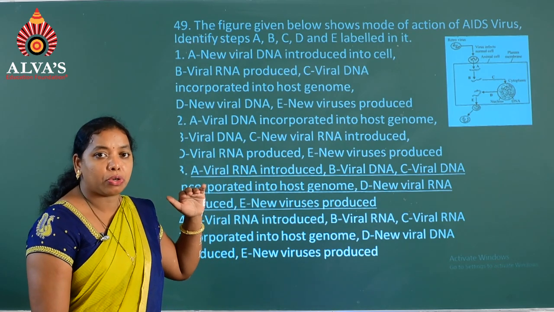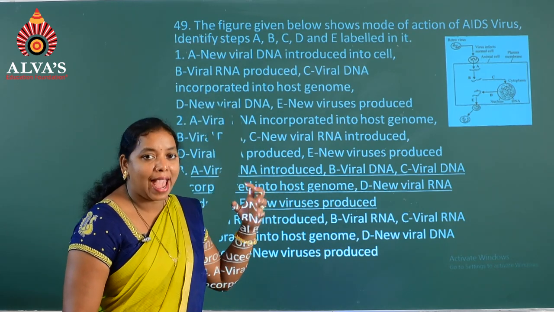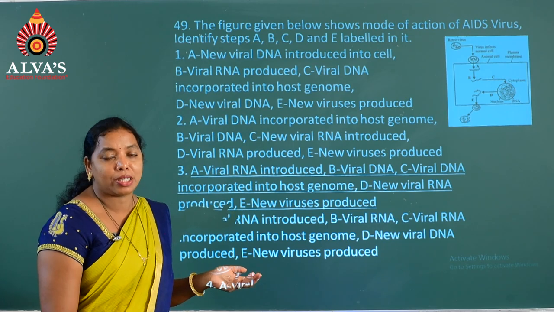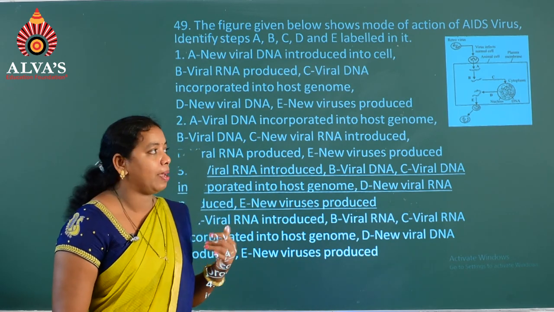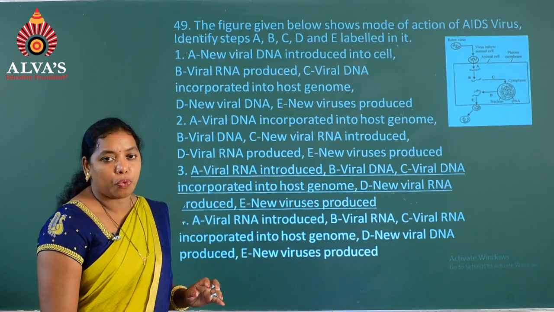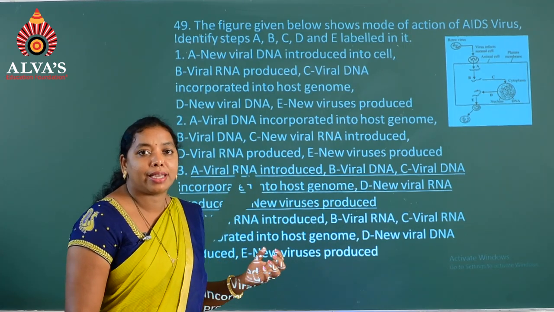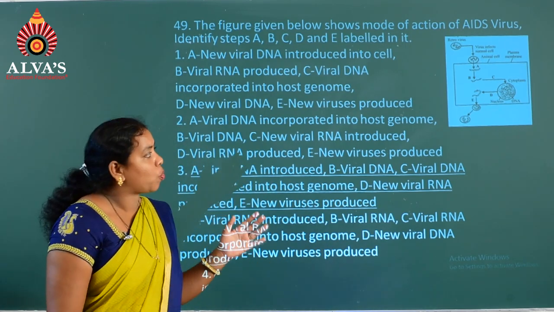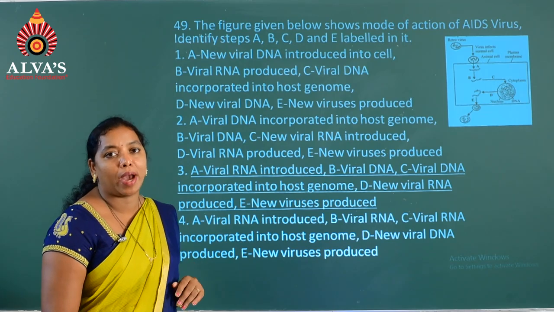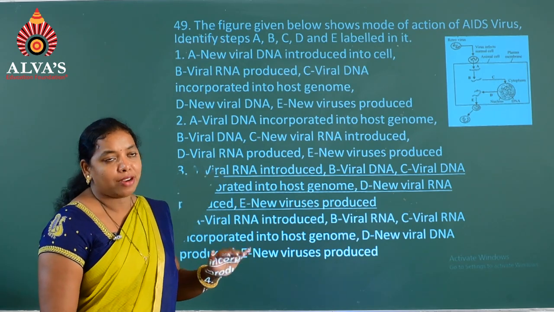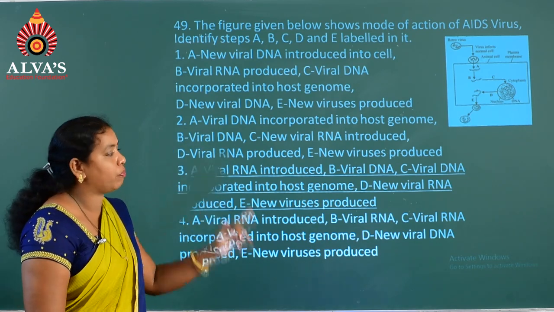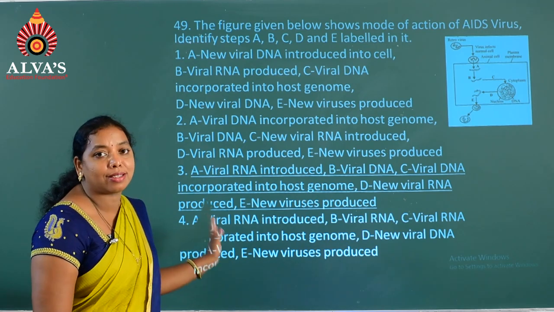When it is introduced into the host nucleus, the host nucleus accepts the viral DNA, and transcription takes place, that is production of RNA from DNA. The RNAs produced by the host nucleus are viral RNA. These viral RNA acquire a new protein coat and are released as new viruses. So, this is the life cycle. Hence, the correct match for this life cycle is option 3. So, the answer for question 49 is the third option.